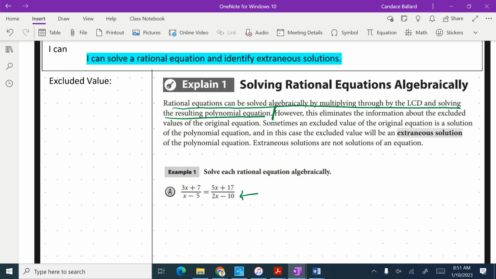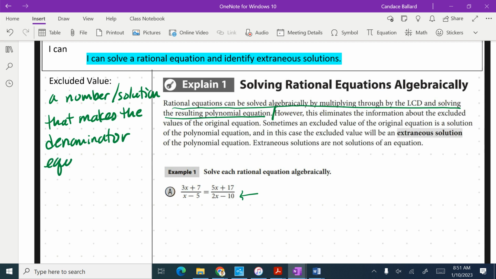So we're going to put it out here in the left-hand column. A number or solution that makes the denominator equal to 0. That's Mrs. Ballard's made up definition. So if I get an answer and I plug it back into the denominator and it makes the denominator 0, I have to eliminate that answer.